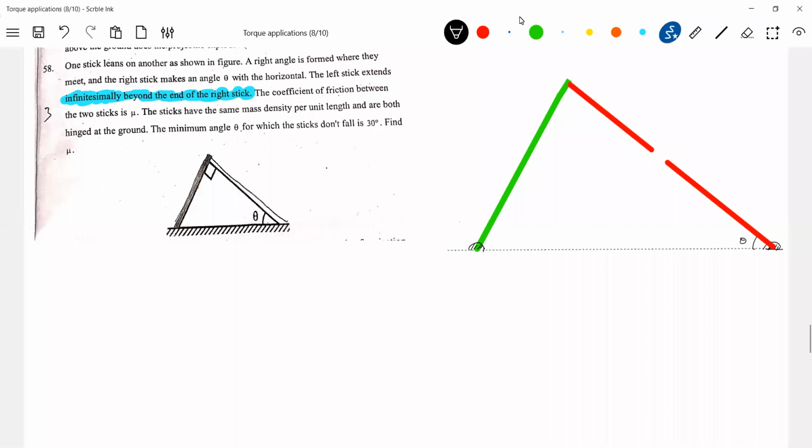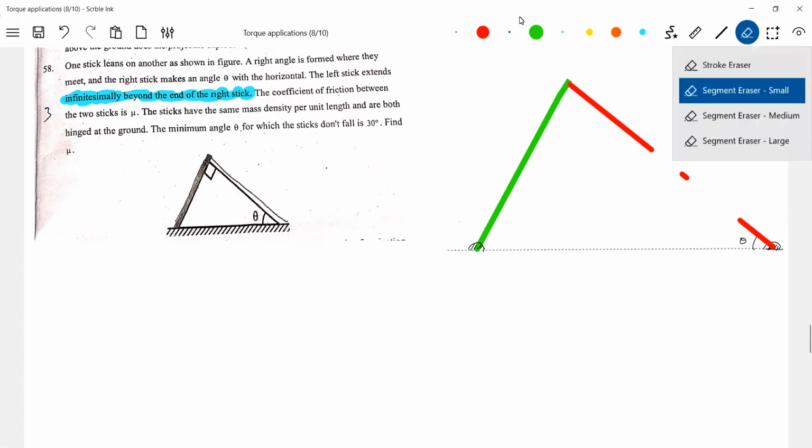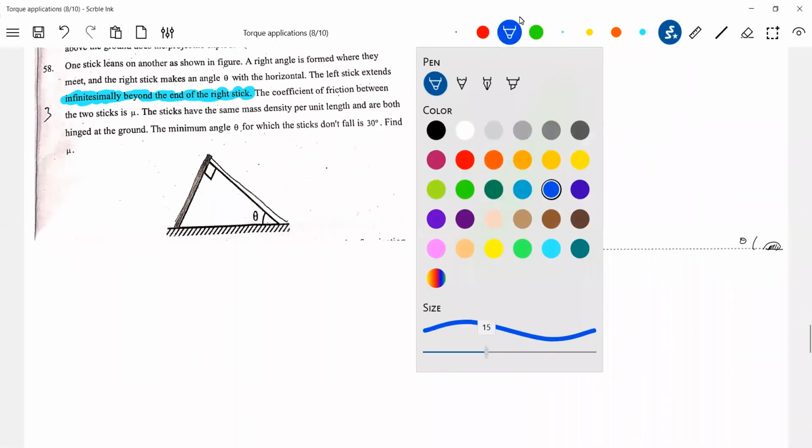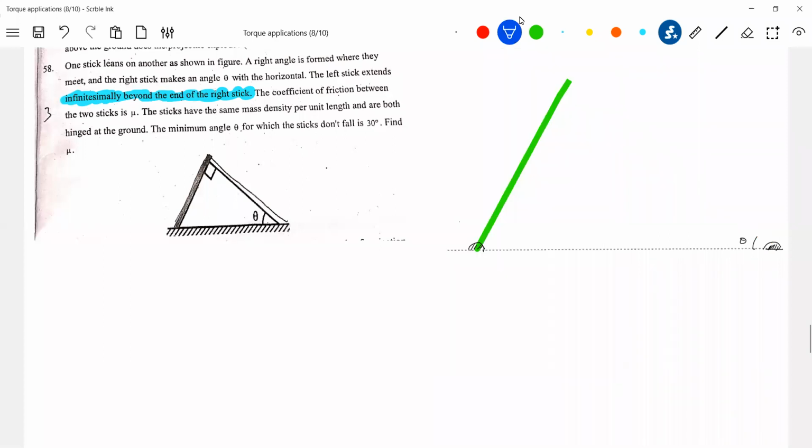I'll take the blue color one, and draw and show all the forces. Don't go for torque yet. First get all the forces properly.